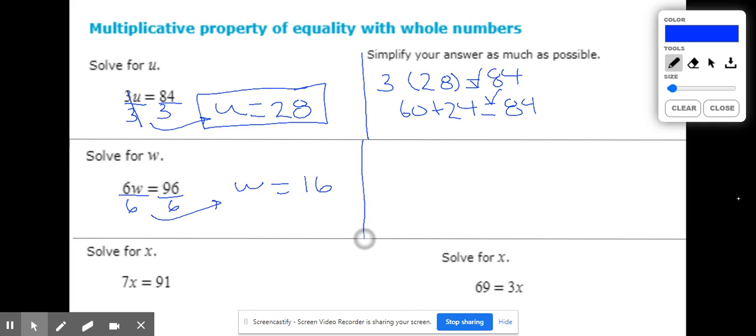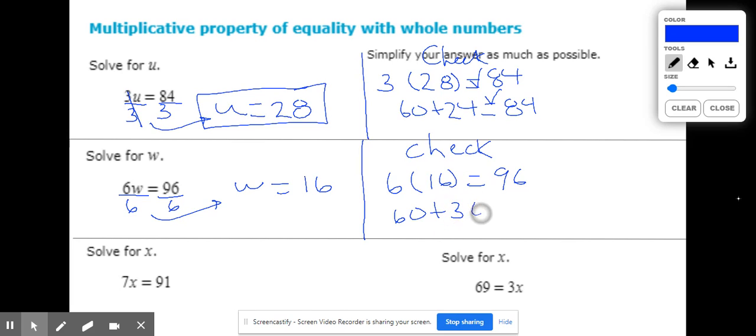And I'm going to check my answer again. Okay, let me just write this. This was a check over here, and this is a check over here as well. So let's check. Is 6 times 16 equal to 96? Is that true? Well, 6 times 10 is 60, and 6 times 6 is 36. And yes, in fact, 60 plus 36 is equal to 96. That is true, and our answer is correct. So I'm going to pause the video here and give you guys a chance to do 2 on your own.